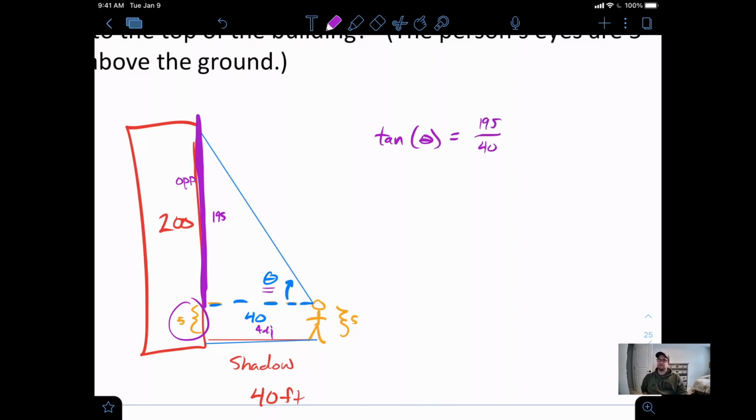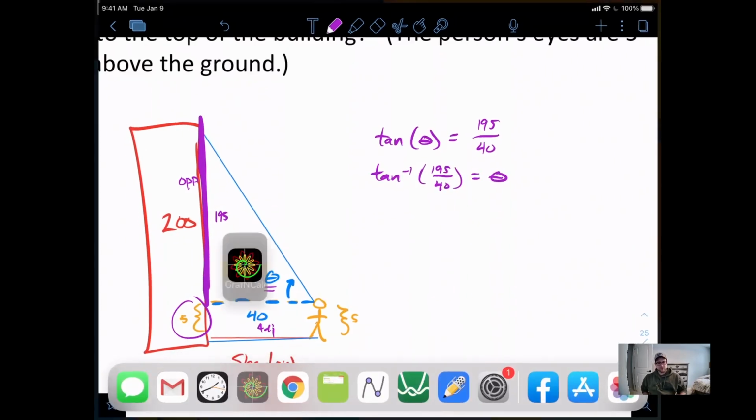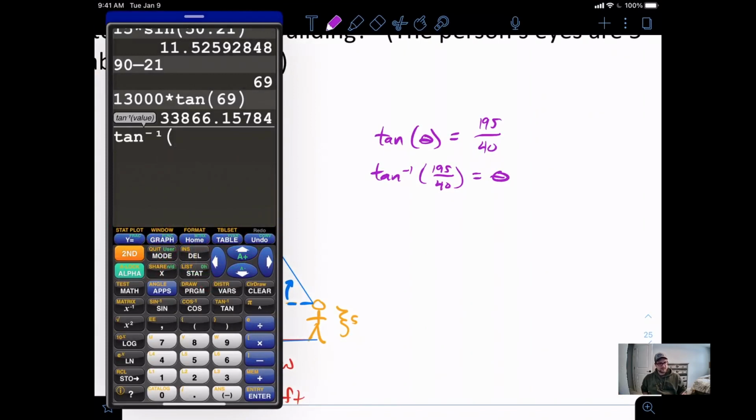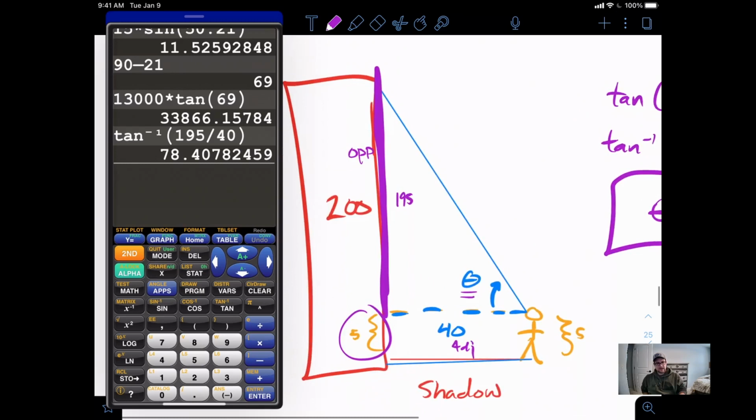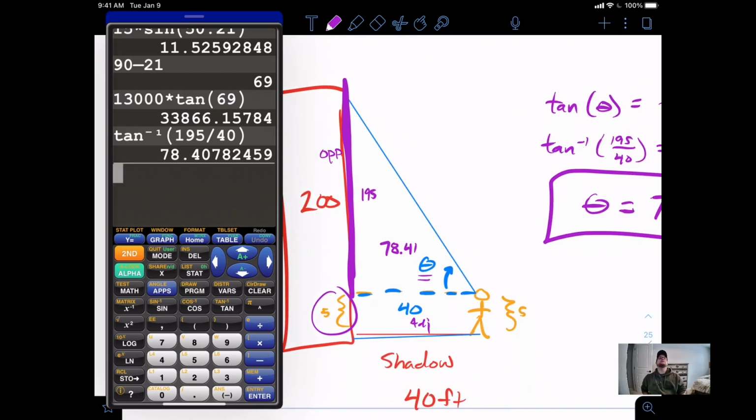which is 40. To solve this, we are looking for the angle, so we're going to use tangent inverse, which means we flip where the fraction and theta sit. And when we punch that in on our calculator, we are going to get second tangent inverse of 195 divided by 40. And that's going to give us an answer of 78.41. So theta is equal to 78.41 degrees. So if I'm standing here and I wanted to look up, I have to tilt my head up 78.41 degrees to get up there.